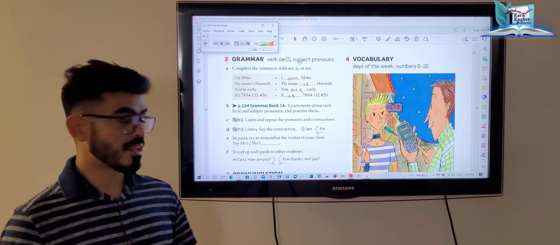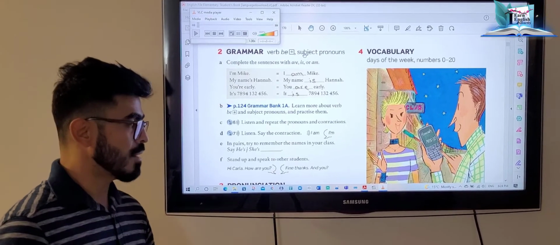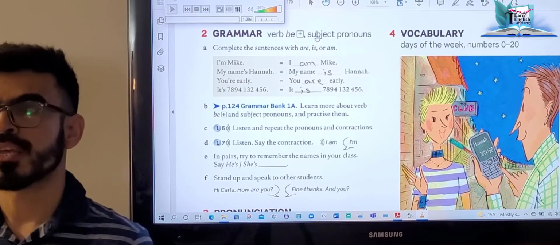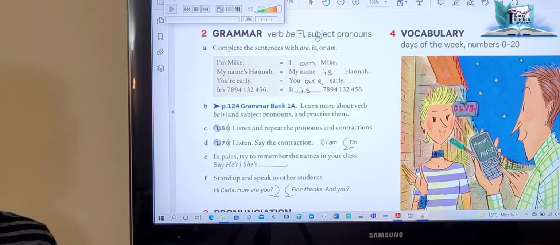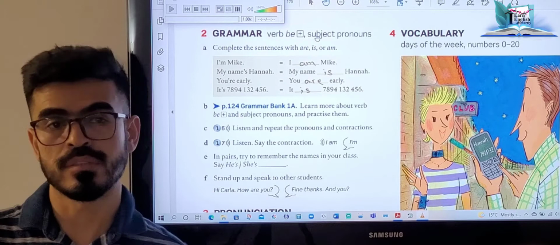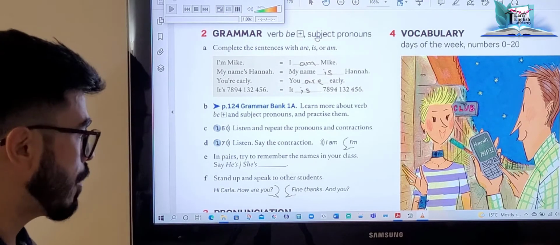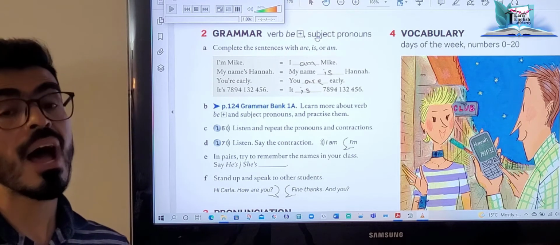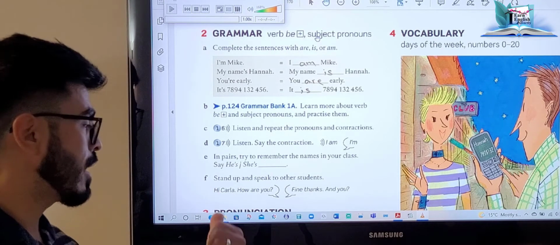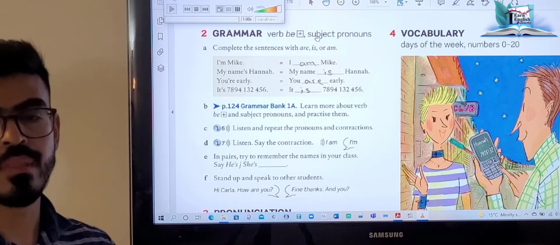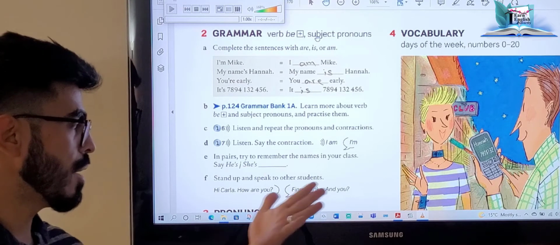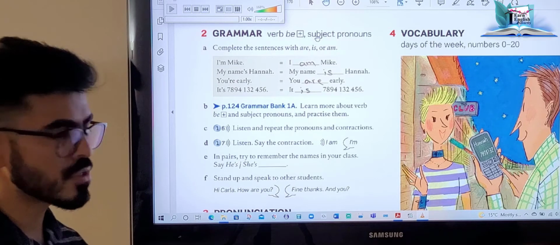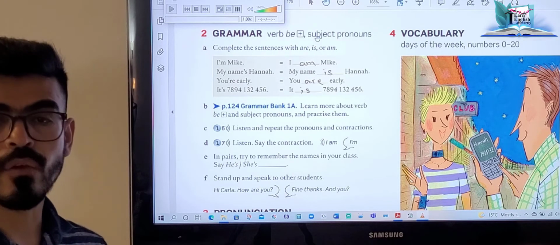Okay, let's come to that part 7. Stand up and speak to other students. Okay, in your home, you can stand up with your brother, sister, your siblings, okay? So how are you gonna work? You're gonna introduce yourself like, hi, your sister's name or brother's name. Hi, Carla, how are you? Fine, thanks. And you? So just make a short conversation, okay?